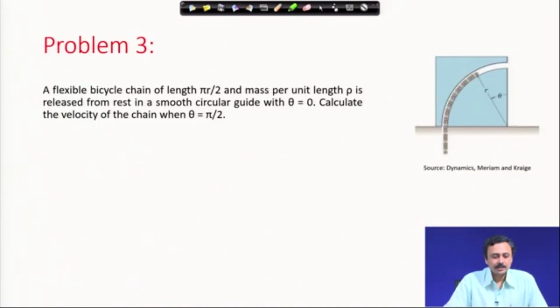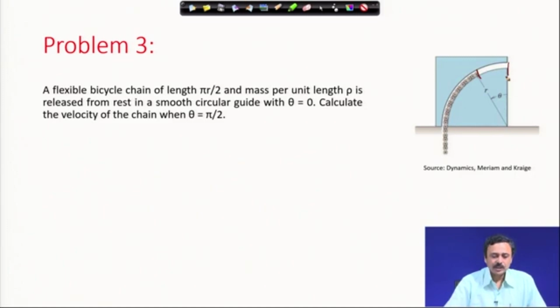Next, we look at this problem of a flexible chain like a bicycle chain. A flexible bicycle chain of length pi r by 2, so it is a quarter of this circle which has been shown, circular path, and mass per unit length rho, is released from rest in a smooth circular guide with theta equal to 0. You can note here how theta is defined. Theta is defined to the end of the chain from this vertical.